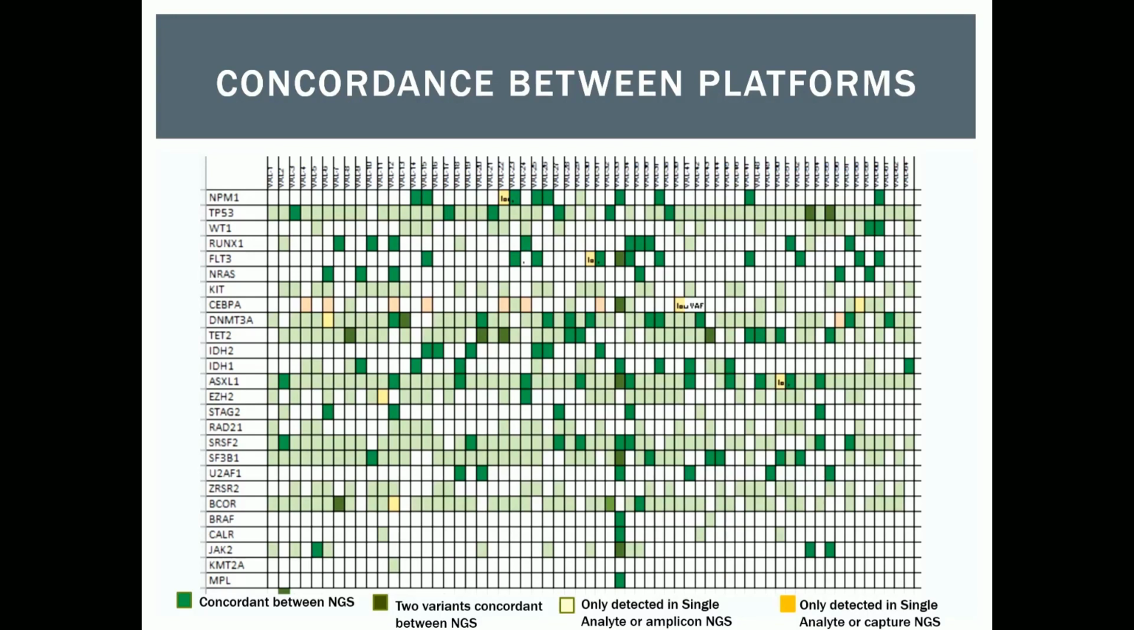Once again, there was high concordance between the two assays with the exception of CEBPA. Several variants highlighted in orange were detected by the OGT SureSeq assay and by single analyte testing, but were not detectable by the amplicon-based protocol due to poor coverage.